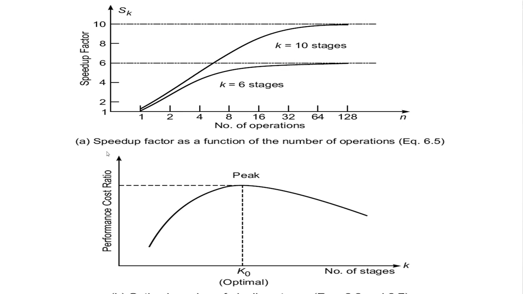And for the performance cost ratio, if you observe here, we are taking the number of stages as k. The optimal number of pipeline stages is at the peak here.